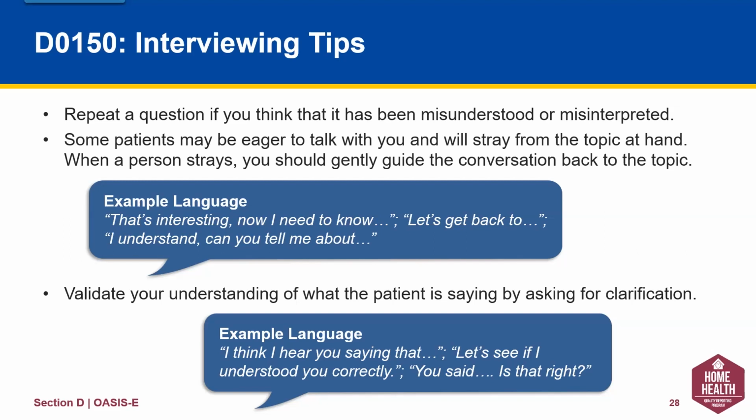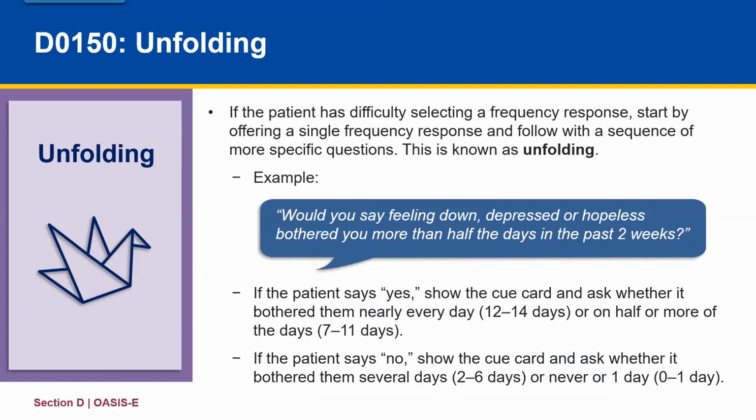Now let's take a few minutes to learn about specific interview techniques that can be utilized to help a patient identify their symptom presence or frequency. Unfolding is a technique that can be used if the patient has difficulty selecting a frequency response. With unfolding, you offer a single frequency response and follow with a sequence of more specific questions. This is an excellent technique for when your patient reports being bothered by a symptom, but can't seem to identify how often it has bothered them.